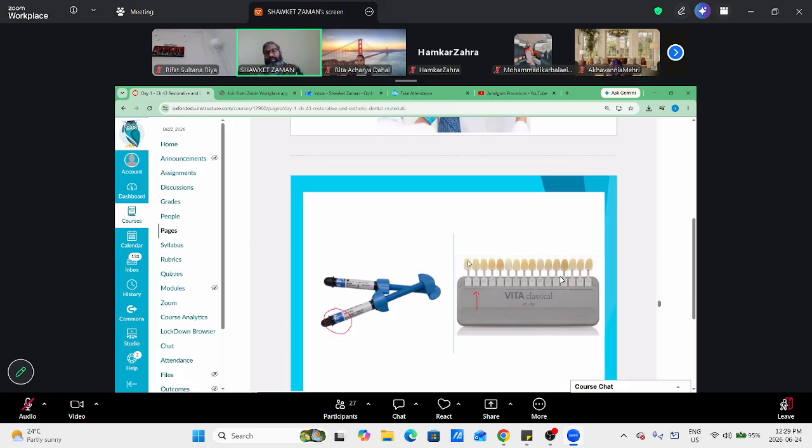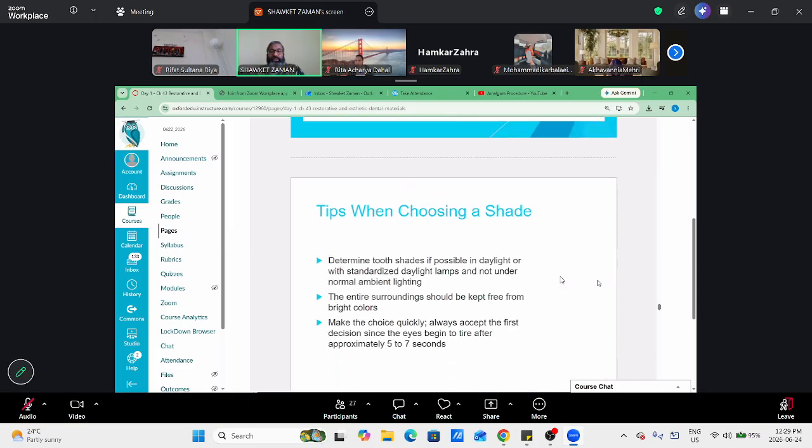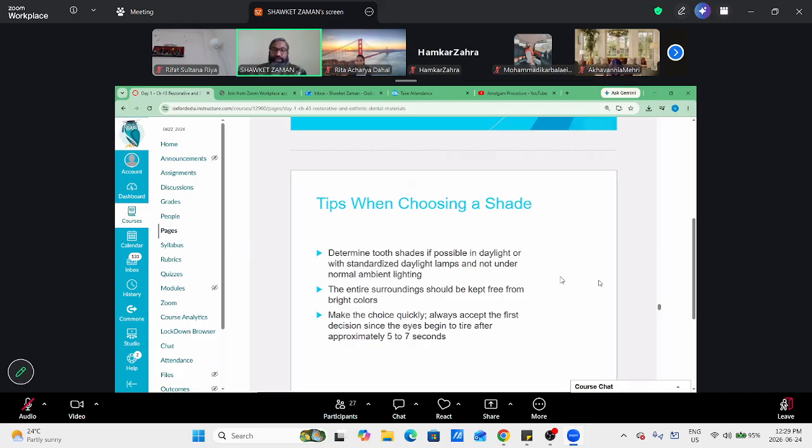Some people's teeth are whitish, brownish white, or yellowish white, depending on the various types of shades. So this is all about the shades all over the world. That is called the Vita shade guide. And these shade guides come with numbers like A1, A2, A3, 3.5, all going up like that. So the tips when we are choosing the shades, as you can see here, determine the shades.